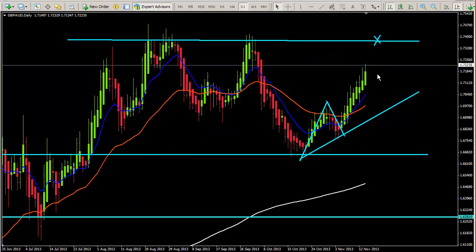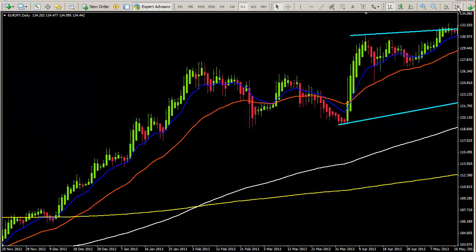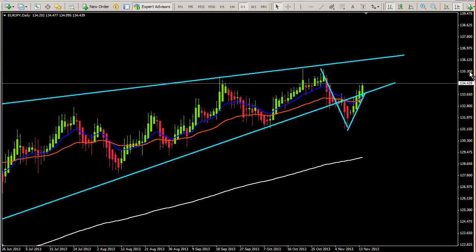It's what you want to focus on. New Zealand dollar, forget it. We said it's not worth it. Euro yen, look what we said yesterday as the GBP yen.